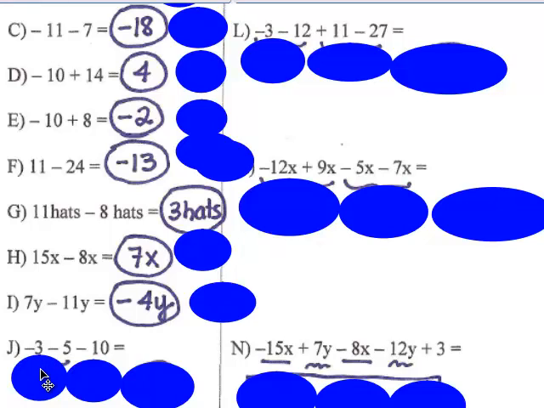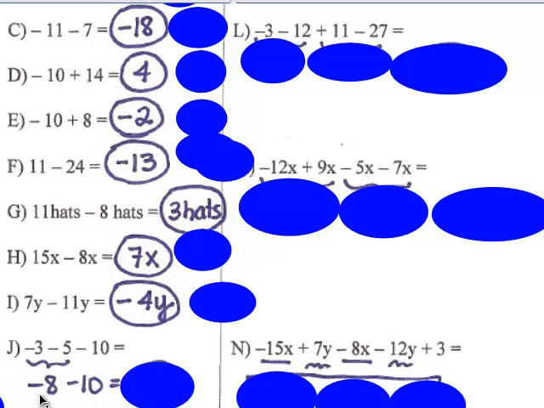So what we're going to do is focus on -3, -5. Signs are the same, so you're going to add, it's going to be 8, and it'll be the sign of the biggest, so in this case it would be -8. Now that you did that, let's bring down this -10.